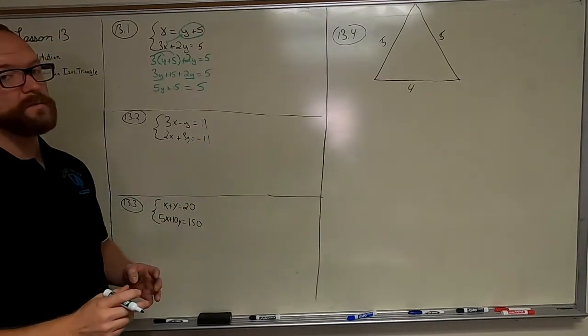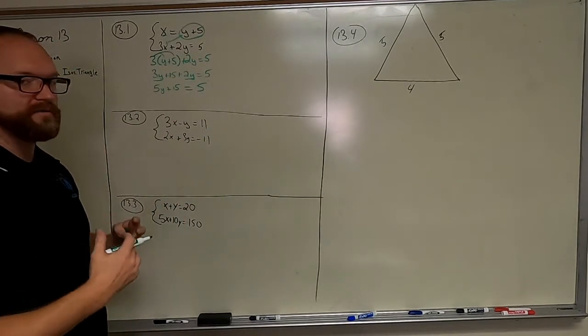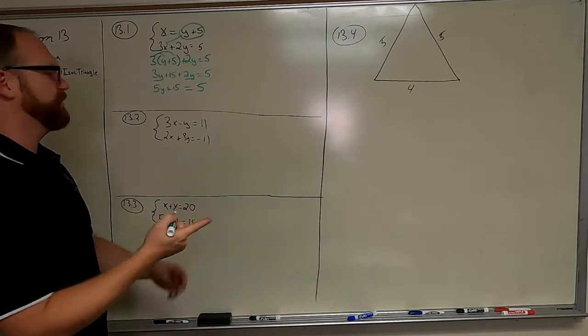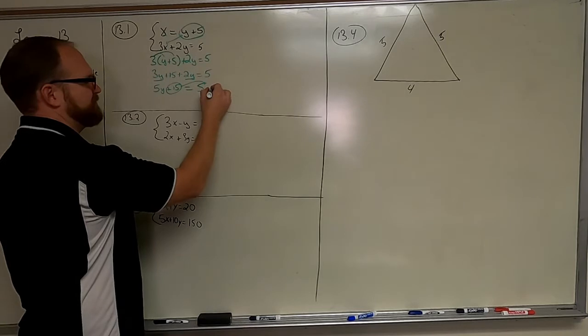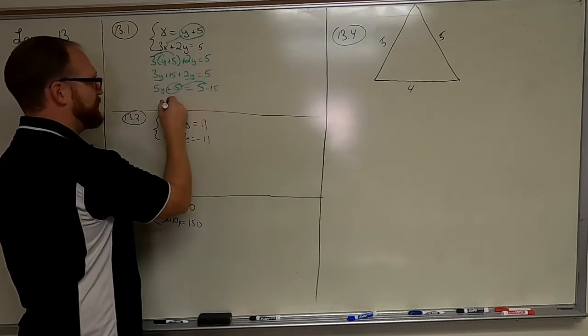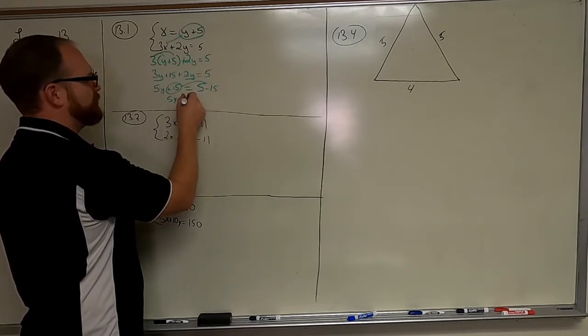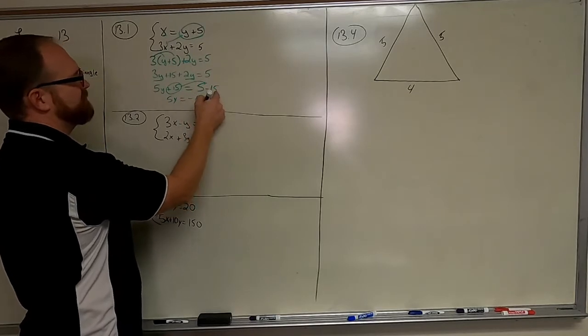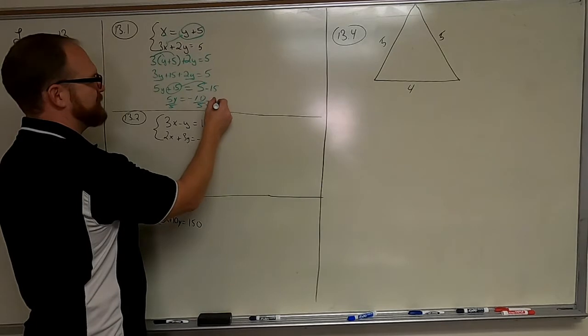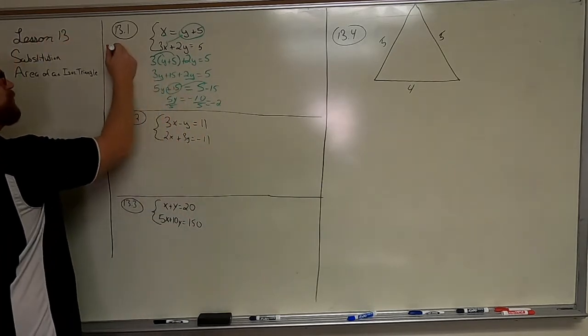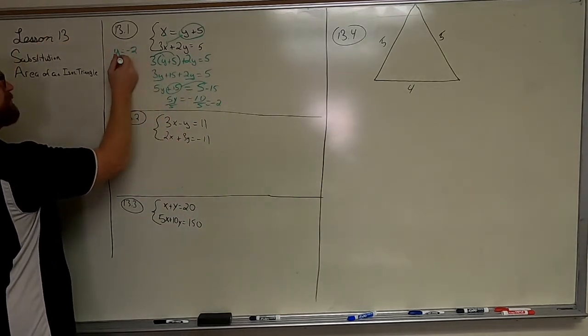Remember, my whole goal is to get the y's on one side by itself, what I'm looking for, and everything else on the other. So I'm going to change sides, change signs. This 15 becomes a negative 15 on this side. 5y equals negative 10. 5 minus 15, negative 10. Divide by 5 on both sides. I get a negative 2. So now I know that y equals negative 2.